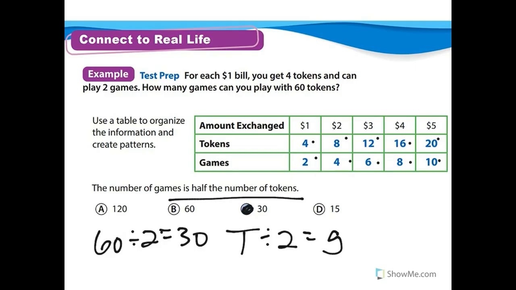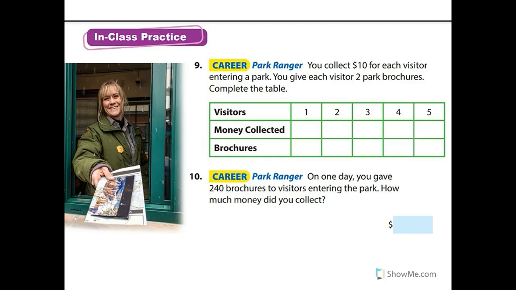All right, let's go do some more in-class practice. And you know what? Let's make this a Jolly Rancher moment. 9 and 10. Alright, read and solve 9 and 10. You got to get all those correct to get your reward. Alright, go ahead and do that and then we'll go over it.